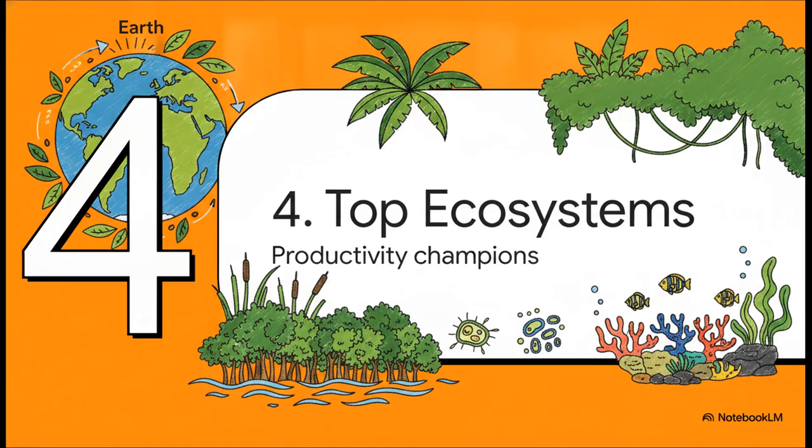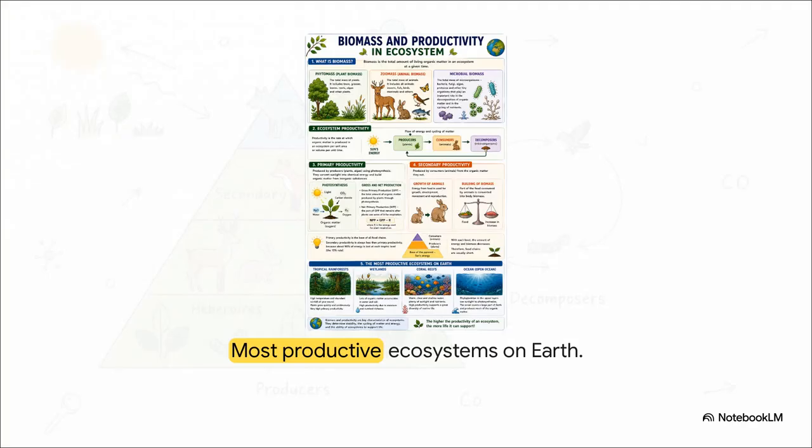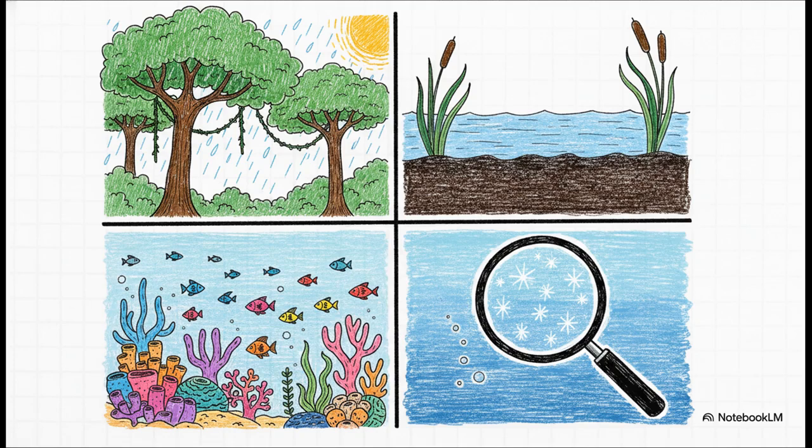Section 4. Earth's top ecosystems. Let's meet the ultimate productivity champions of our planet. Our Earth is home to 4 incredible ecosystems that are the absolute best at grabbing the sun's energy to create life. We're talking about tropical rainforests, wetlands, coral reefs, and the open ocean. Let's see what makes them so amazing. Tropical rainforests are warm and wet all year round, so plants can grow continuously. In fact, they have more species than any other land ecosystem on Earth.